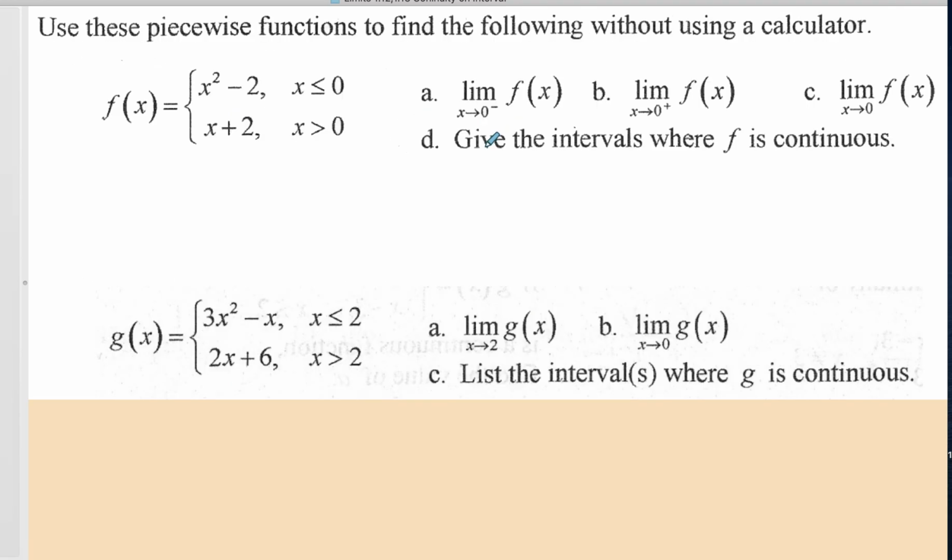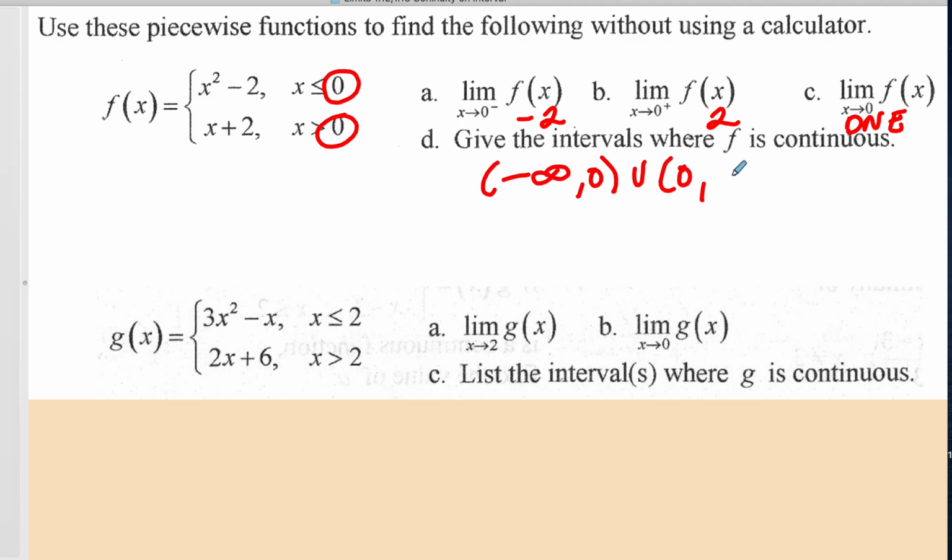Use these piecewise functions to find the following without the calculator. Okay, so we're going to approach 0 from the left-hand side. That's this. And so the answer will be -2. And now we're going to do it from the right-hand side, and that'll be 2. And this limit does not exist. The two-sided limit does not exist. So give the intervals where f is continuous. We know it's not continuous at 0, so it goes from -infinity to 0, union 0 to infinity.